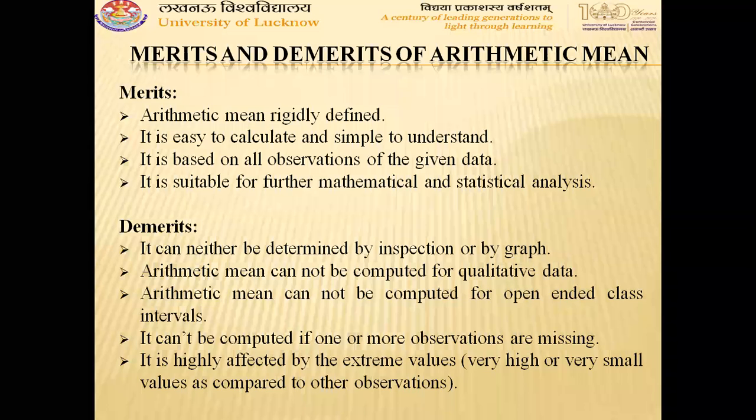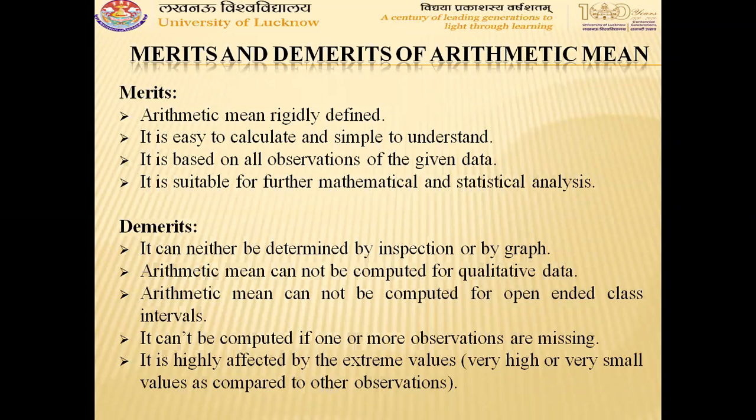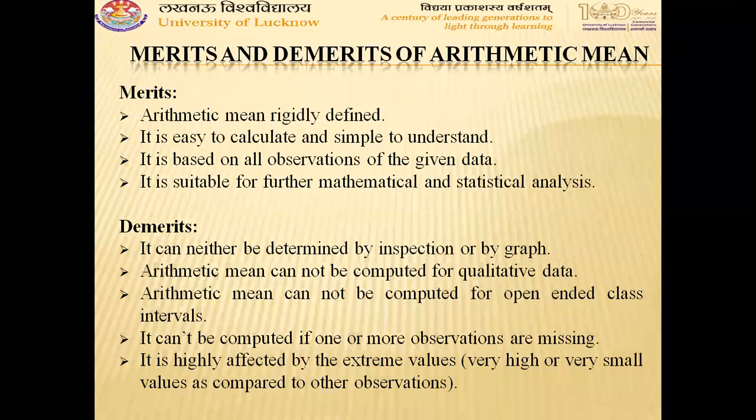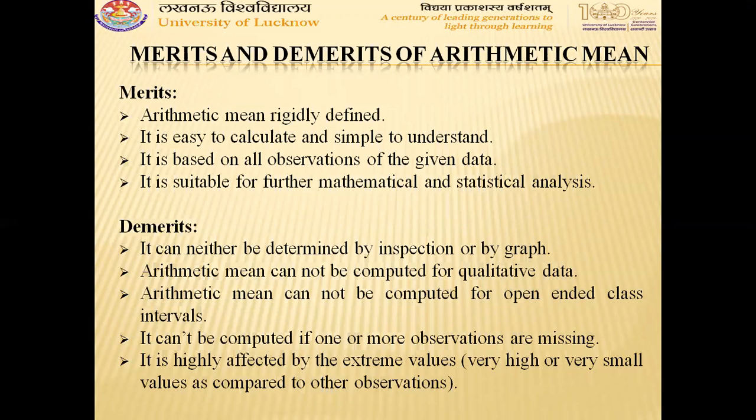The demerits of mean are that it cannot be calculated by inspection or by graph. It cannot be calculated for qualitative data. If class intervals are open-ended, then mean cannot be calculated. Open-ended means if the lower limit or upper limit of class intervals is missing. Generally, if the upper limit is missing, then mean cannot be calculated. In some situations, the lower limit can be taken as 0.